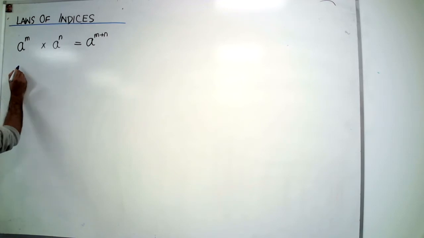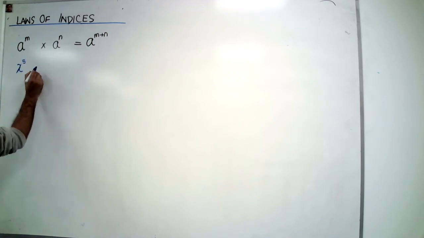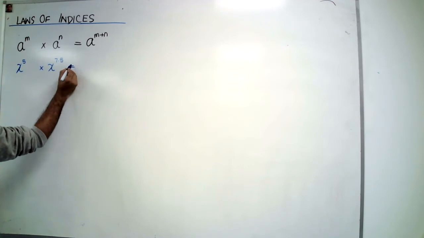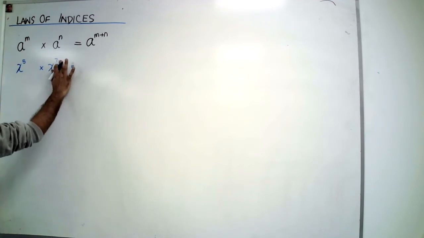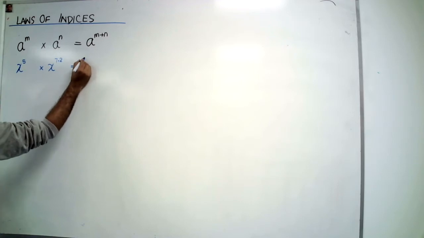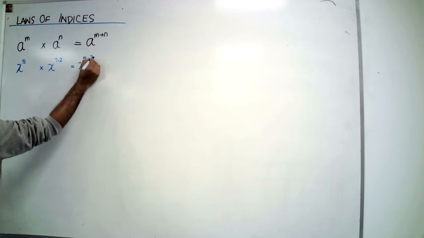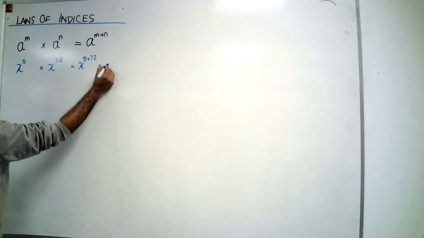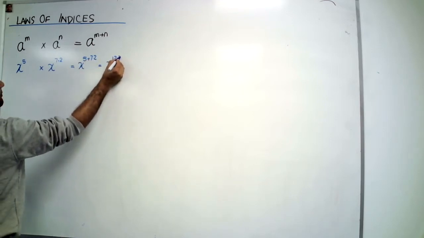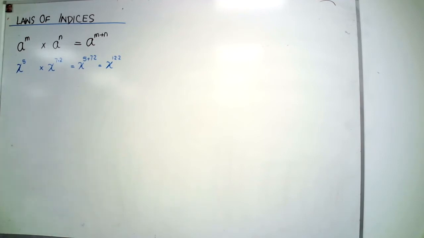let's say you got x to the 5 multiplied by x to the 7.2. The answer is going to be x to the 5 plus 7.2, whatever the answer is, x to the 12.2. So this is how the indices work.